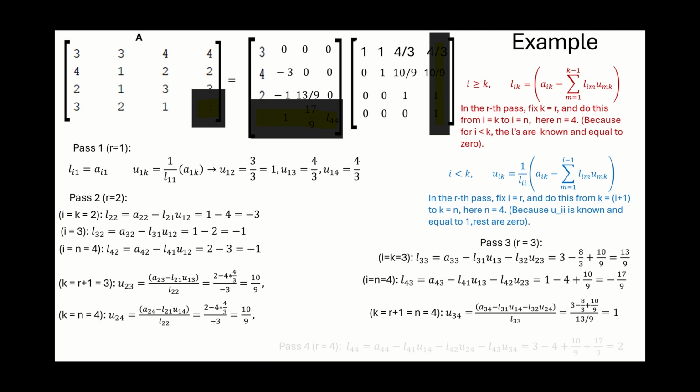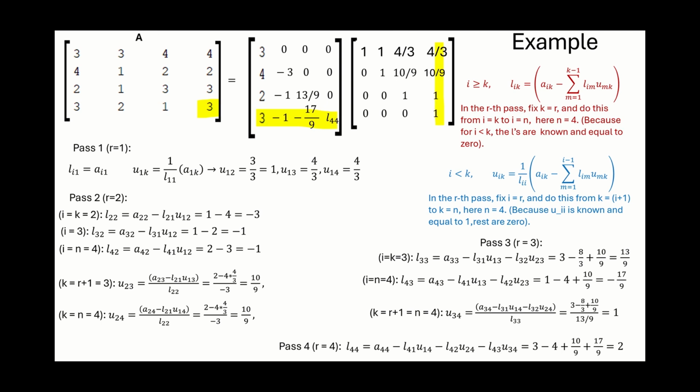For the first part of our fourth pass, we fix k equal to r, which is 4. Using the red formula to find L sub 4, we get 2. We're now finished. The Crout decomposition is as shown on the screen. You can check this by multiplying L and U and making sure they equal A.